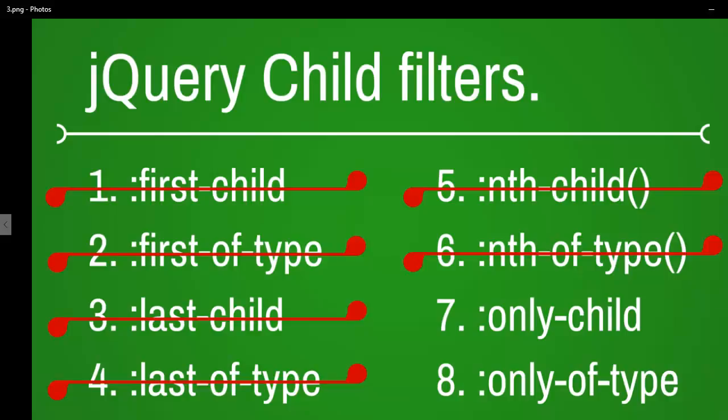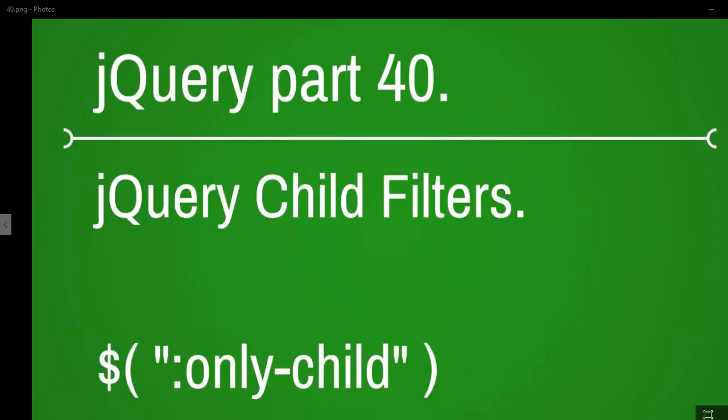Now we can see we are done with the nth-of-type filter. Up next we are going to look at the only-child filter, which is pretty interesting.